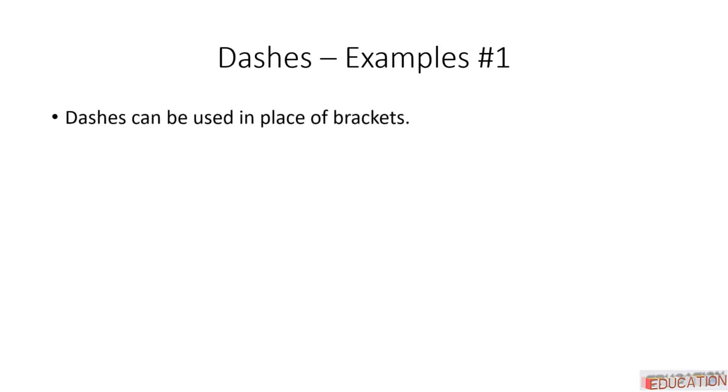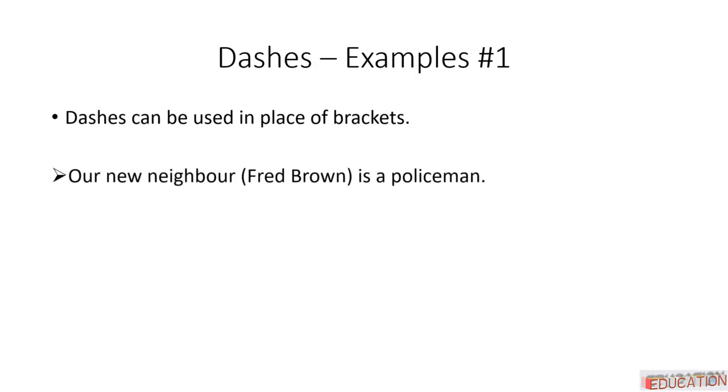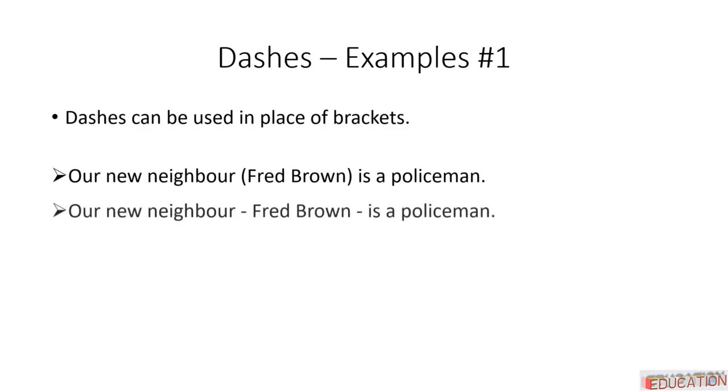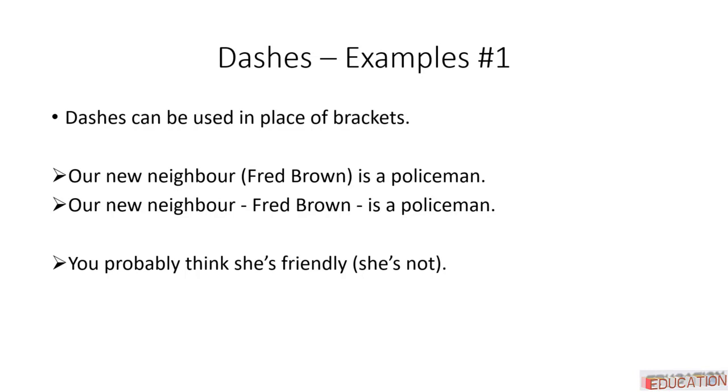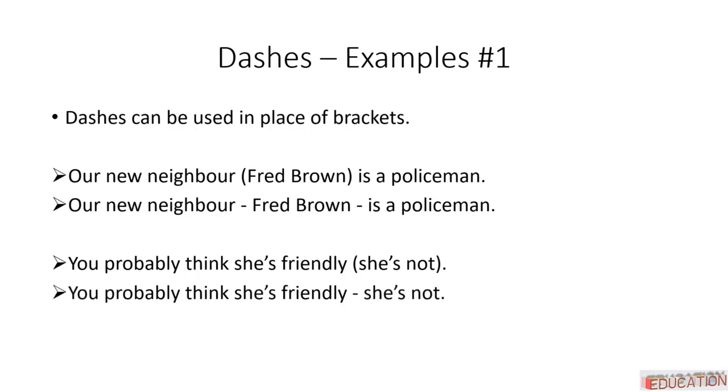So if we want to replace a bracket with a dash, we do it like this. Our new neighbour (Fred Brown) is a policeman, or our new neighbour - Fred Brown - is a policeman. So it doesn't really change the way we say it, it just changes the way we write it. You probably think she's friendly. She's not. Or with a dash: you probably think she's friendly - she's not.